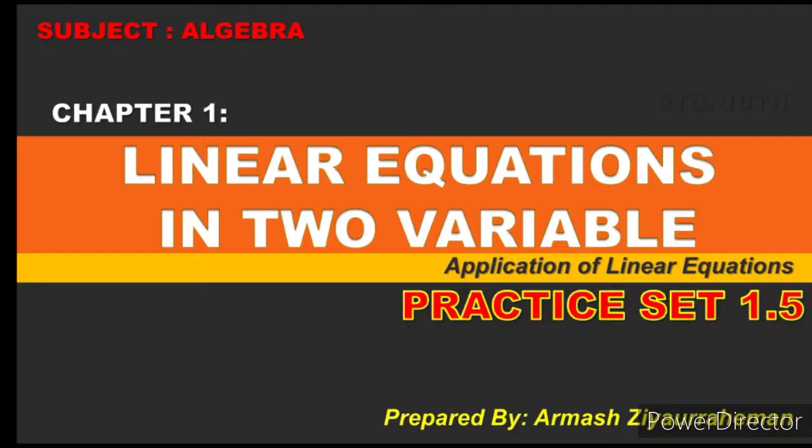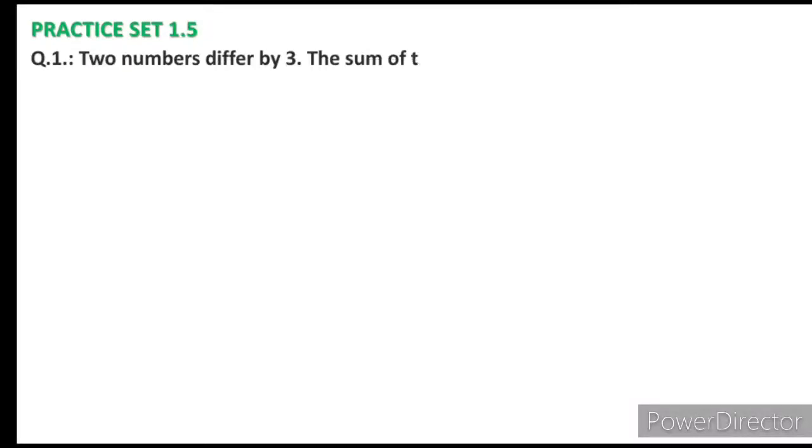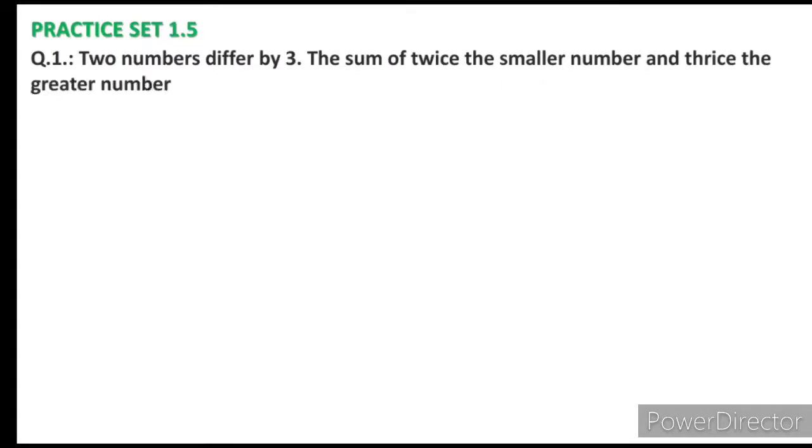Application means use. How we are going to use the linear equations. So let us see your first question. Question number 1. Two numbers differ by 3. The sum of twice the smaller number and thrice the greater number is 19. Find the numbers. First of all, whenever the word problem comes to you, you are going to read the word problem. Then you are going to see what is asked to you in the question. You have to find out the numbers.